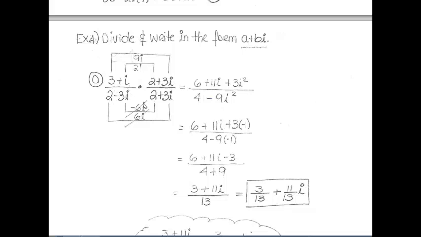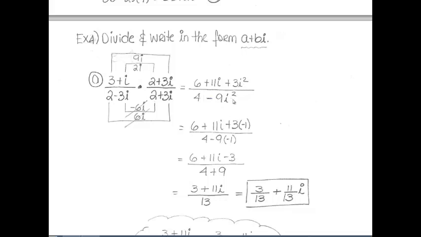Alright, so we do FOIL. So first times first is 4. The outside number gives me 6i. The inside number gives me negative 6i. The 6i's cancel. Last times last gives me negative 9i squared. On the top, 3 times 2 is 6. The outside numbers give me 9i. The inside numbers give me 2i. When I combine these two, I get 11i. And last times last gives me 3i squared.